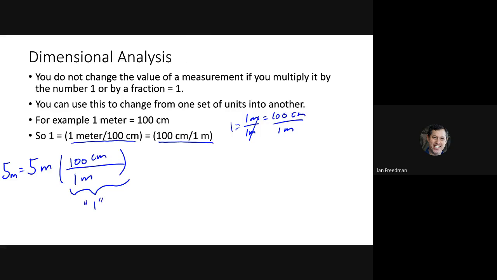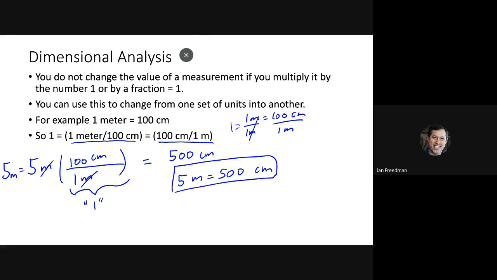Now, as we do this multiplication, notice what happens to the units. The meters divided by the meters end up going away. So that is equal to 500. And then the only units that are left are centimeters. So we know that 5 meters is equal to 500 centimeters. So that's dimensional analysis in a nutshell. Now you might ask, how do you know what to use? How do you know which fraction to use?